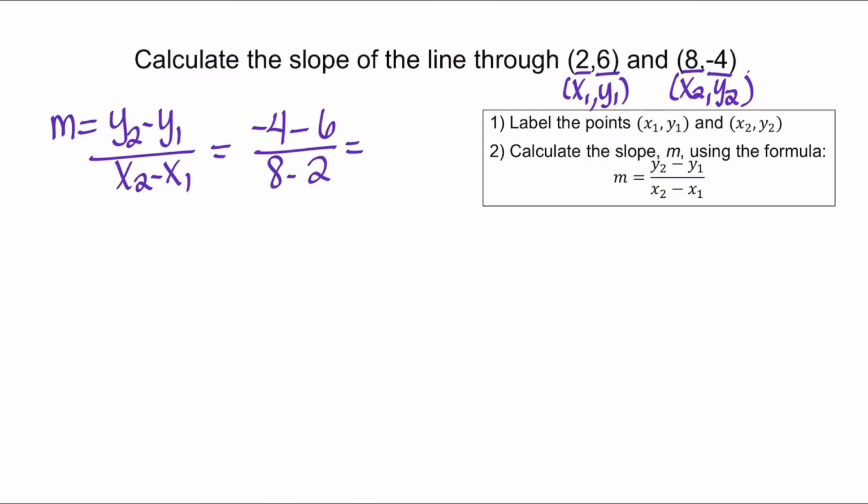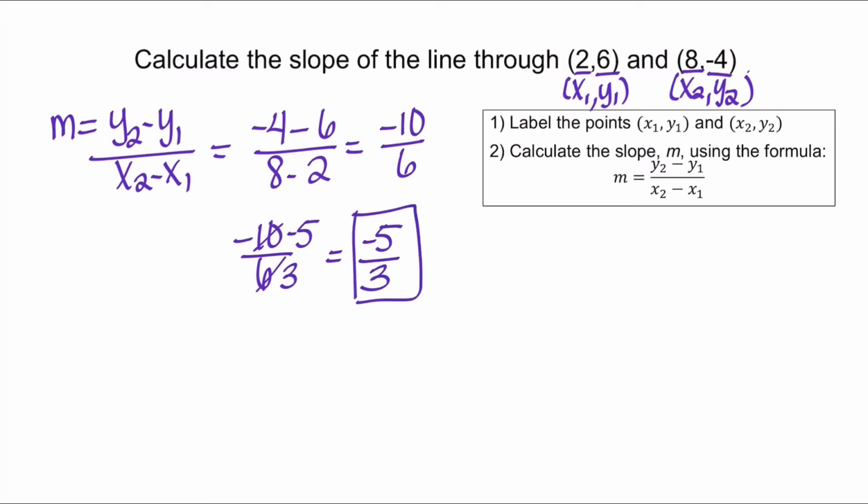So when I simplify this, I get negative 4 minus 6, which is negative 10, over 8 minus 2, which is 6. So negative 10 over 6. Now I want to reduce that, so 2 will evenly divide both of these numbers. So I have negative 5, and then 2 goes into 6, leaving me with 3. So negative 5 over 3 is the value of the slope of the line through these 2 points.